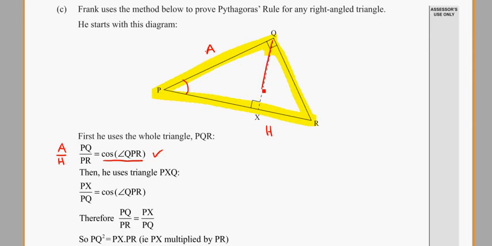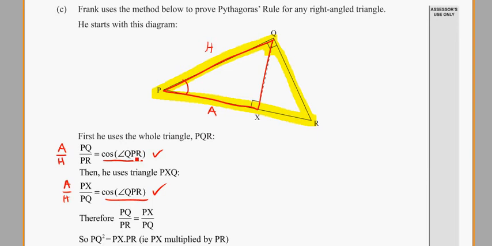PXQ, that would be this one, to show that the cos of the same angle, so the cos of this one this time. Now using this triangle, you'll notice that the A and the H actually change, because using the smaller triangle, here's my right angle, so this becomes the hypotenuse, and if we're talking about cosine, this would be the adjacent side of the smaller triangle. So it equals PX over the hypotenuse of that one. So yes, I agree with that.